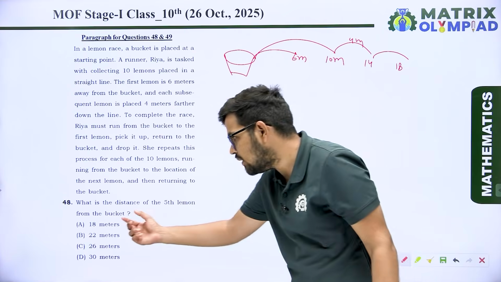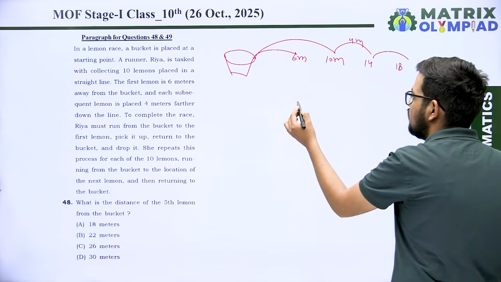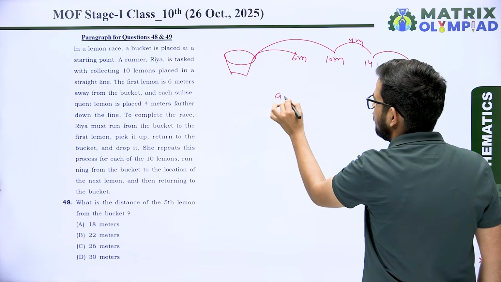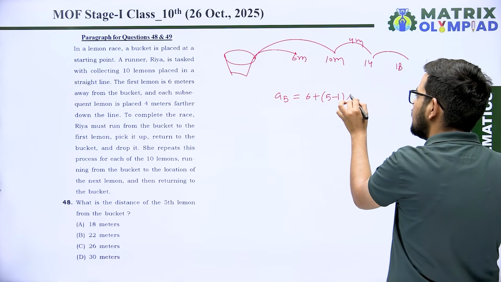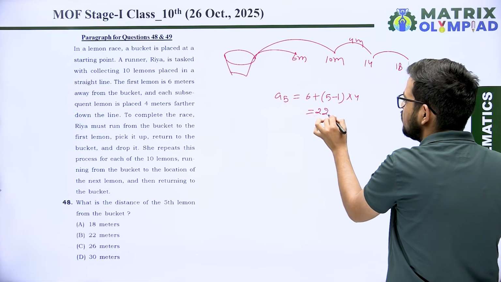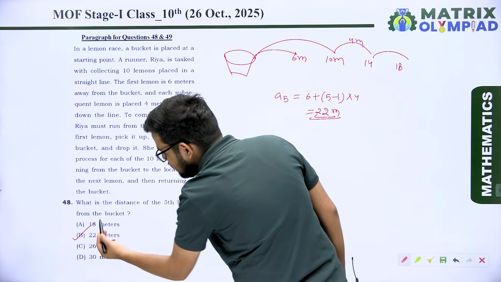It is asking what the distance of the fifth lemon from the bucket is. So the distance will be a5 equals 6 plus (5 minus 1) times the common difference 4, that is 22. So the distance of the fifth lemon is 22 meters.